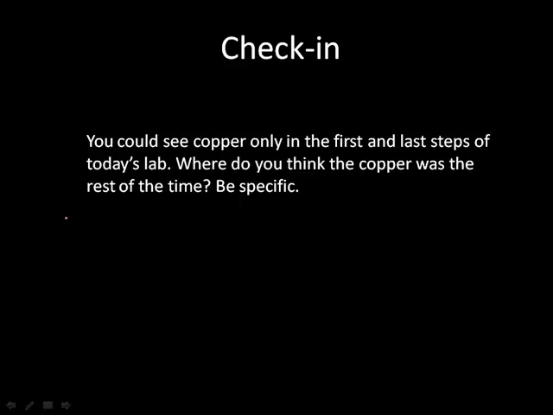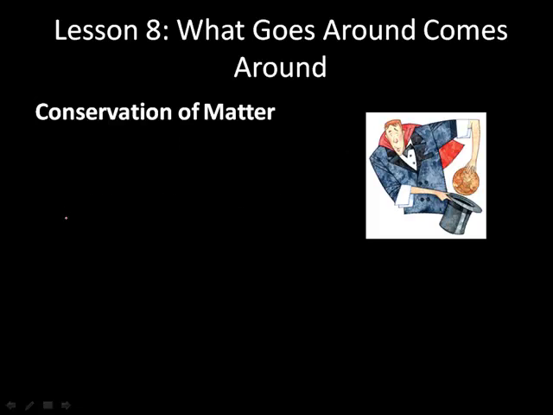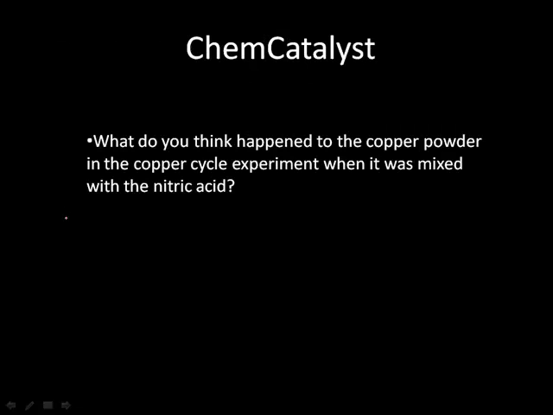Now, with your answers, you may have thought of the copper doing something, the copper changing, the copper going somewhere. Our observations show it was there at the beginning and it was there at the end. So what happened in the middle? To look at this, we're going to look at what goes around comes around, the law of conservation of matter. So what happened in the very first step when copper powder in the copper cycle experiment was mixed with nitric acid? We're going to look at what was observed by the people in your group that went back to the hood to do that in this short video.